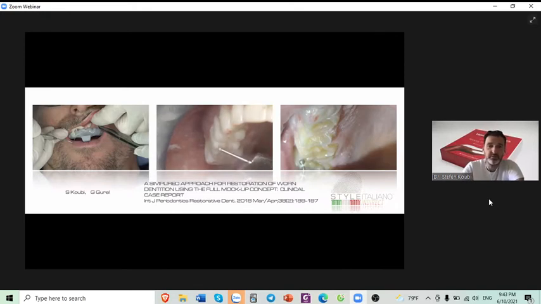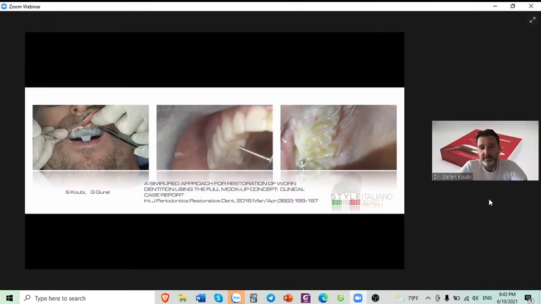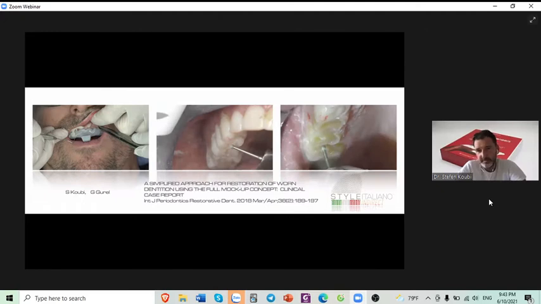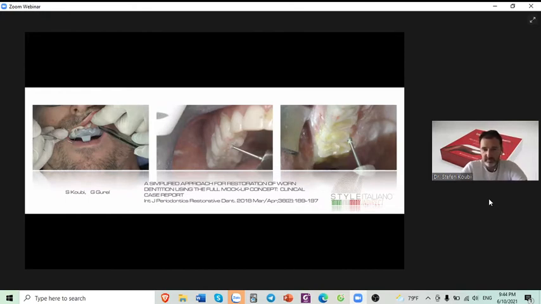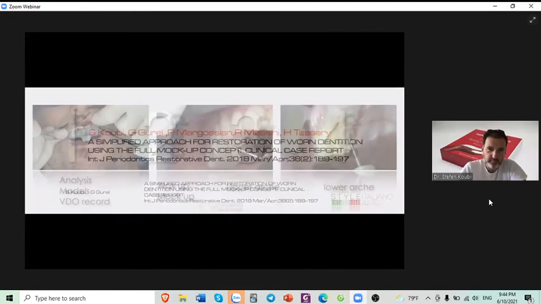And once you remove this mock-up, you just have to finalize and make a very soft prep on top of the occlusal anatomy, just to let the margin be visible for the impression, and more important, be readable by the technician while you will make the restoration. So basically, this is the DNA of the full mock-up concept.